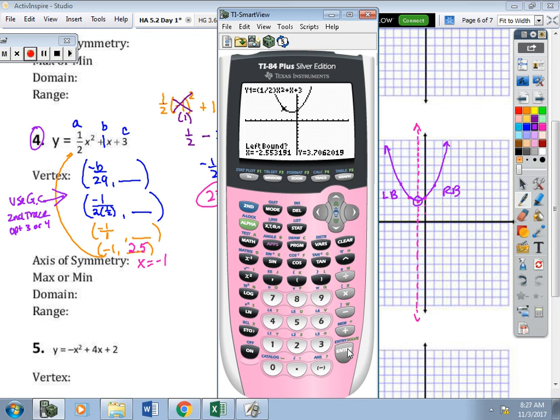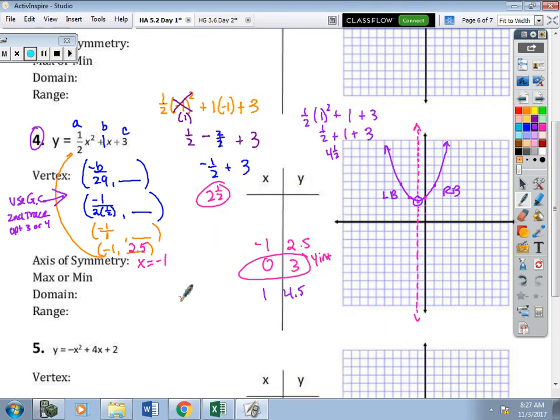Hit enter. Right bound, take your right cursor, move it over a couple times. Hit enter. You'll see these two little triangles pointing, and they should be facing each other. And then it'll ask you to guess. And you're going to get as close to the vertex as you can. Hit enter and it will calculate it for you. Now there is a little bit of error sometimes with the calculator. It should just be -1. There shouldn't be a 3 there, but you can see that it's basically what we found.